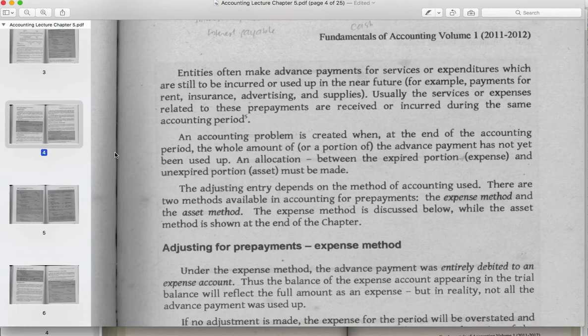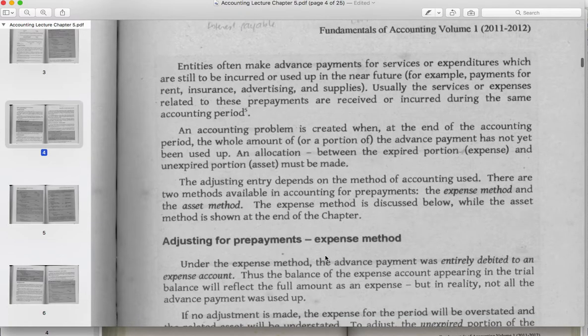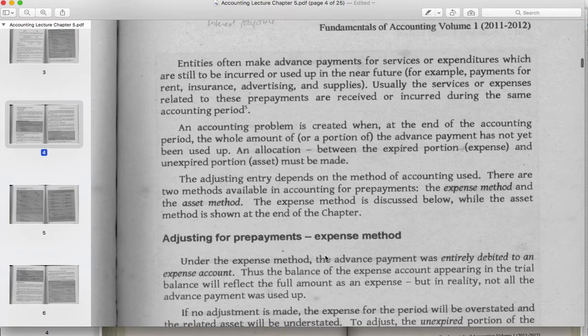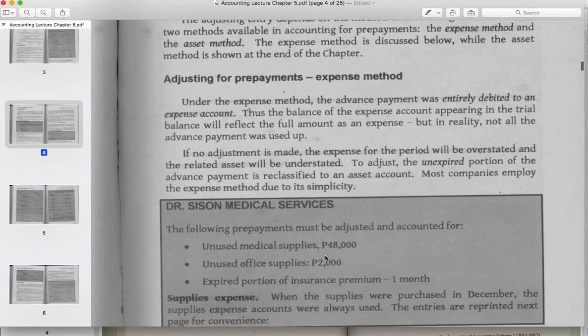Dalawa kasi ang method. I-discuss natin yung dalawang methods. Pero depende kasi yung effect nga sa ginagamit nating method. Hindi pareho ang effect sa financial statement kapag ang ginamit ay expense method at pag ang ginamit naman ay asset method. That's why we have to know. So, later natin malalaman kung ano yung mga accounting problems. Unahin muna natin i-discuss yung methods.